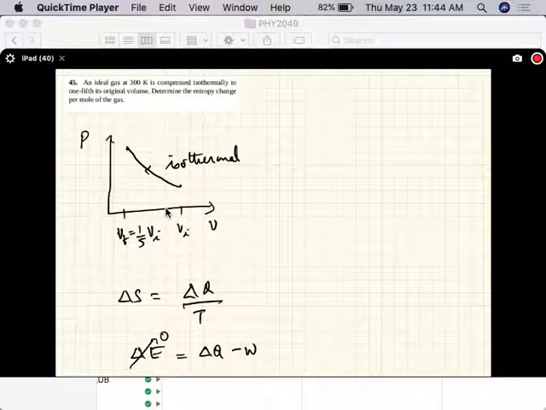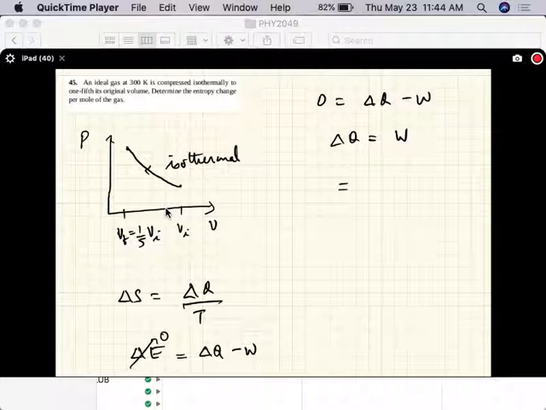So what this means is if you did any work, then you absorb that much heat. But it turns out that the gas does negative work, so delta Q is negative. As you're compressing the gas, it is giving out heat. So delta Q will be negative. Anyway, the internal energy change is zero, so delta Q is equal to W. And W, the work done by the compression, will of course turn out to be negative.